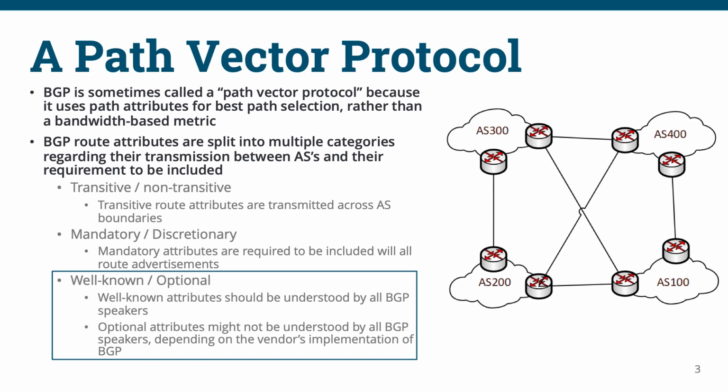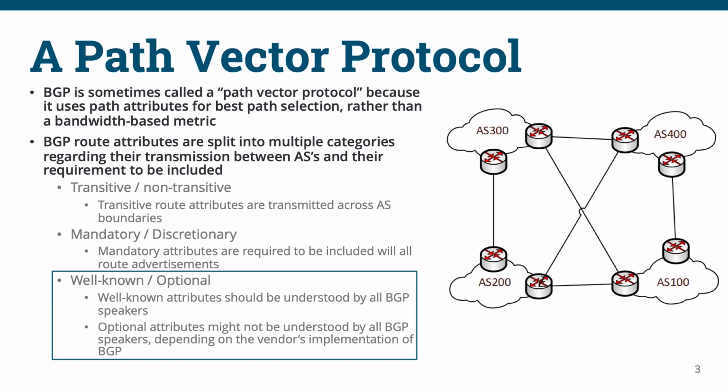The last category is well-known versus optional. Well-known attributes are required to be understood by all vendor implementations of the BGP protocol in order to be compliant with the protocol standards. Optional attributes are not required to be implemented in a particular vendor's implementation to still be considered compliant with the protocol standard.